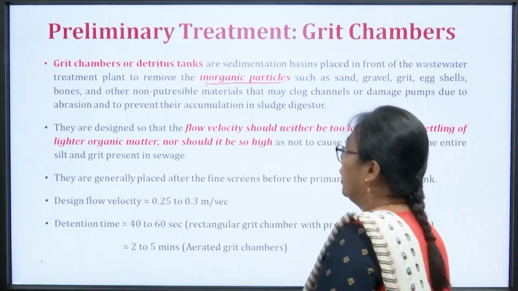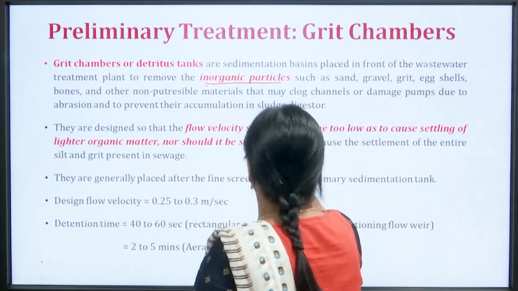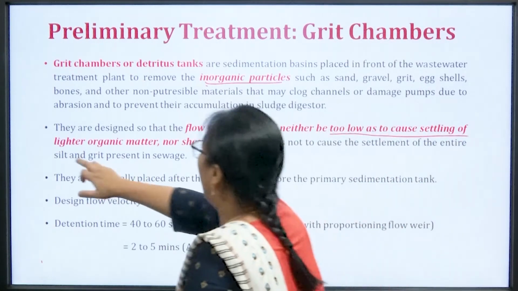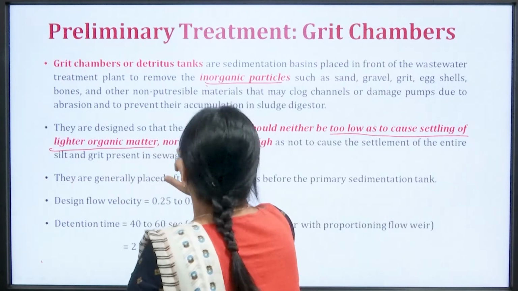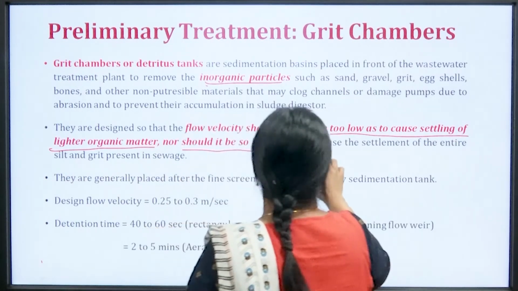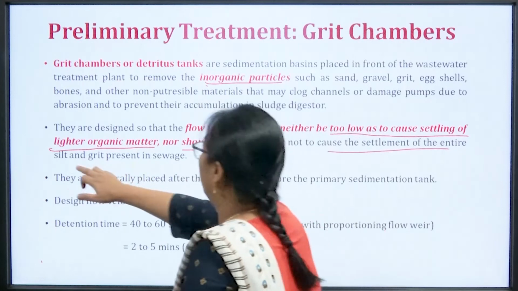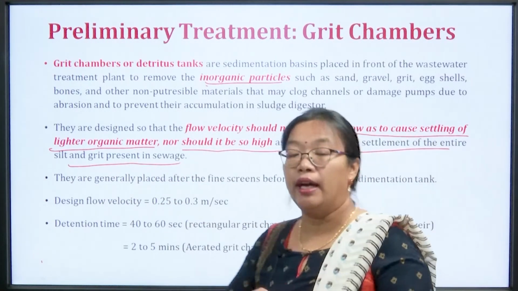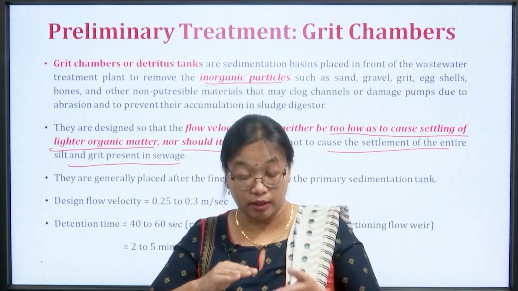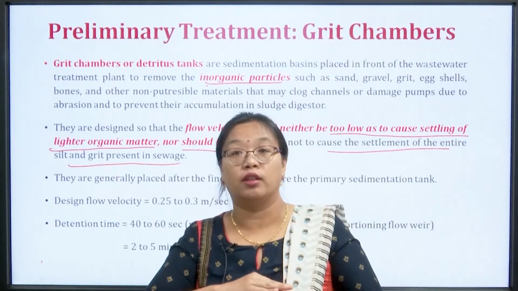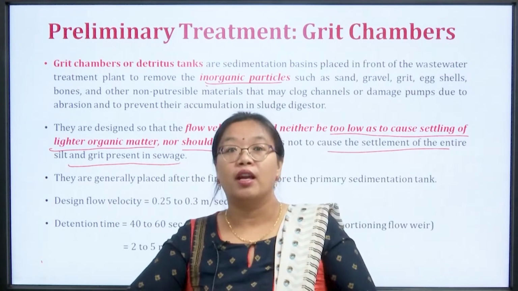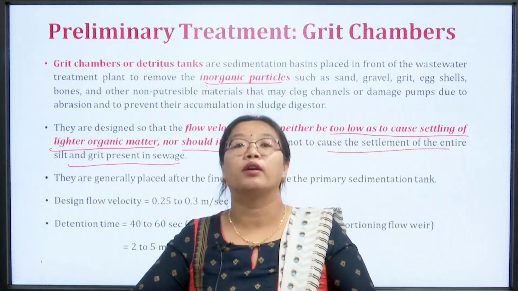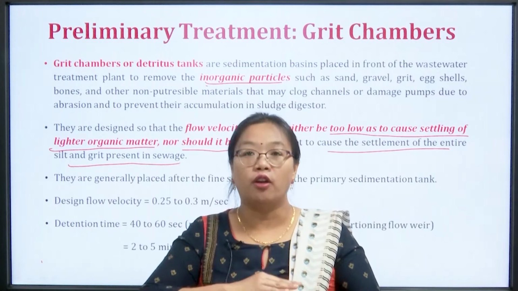So, what is the design consideration? They are designed so that the flow velocity should neither be too low, as to cause settling of lighter organic material, nor so high as to cause settlement of the entire silt and grit present. So, grit chambers are designed with such a velocity that it should not cause settling of organic matter, but it should cause settling of inorganic matter.